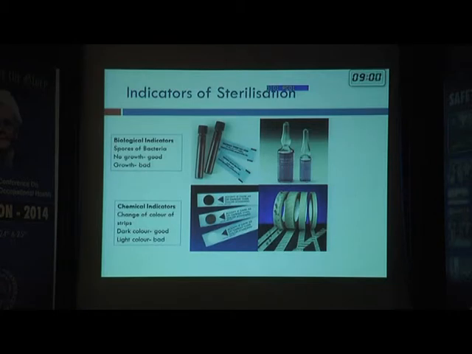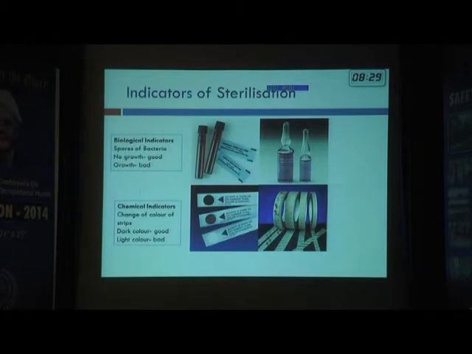There are multiple biological indicators and chemical indicators. Chemical indicators are easier because you have strips that you just stick on the load of material that is going in along with your dressing or your instruments, put it inside the sterilizer, and when it comes out, if the lines become darker, then it is good, your method of sterilization has worked, and if it is light, it has not worked.